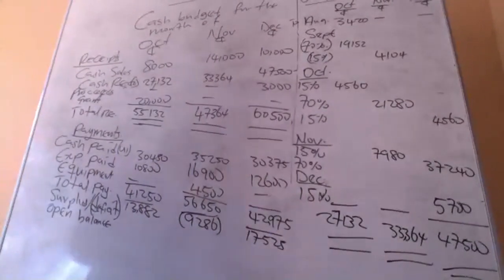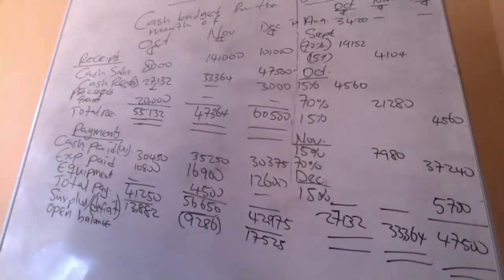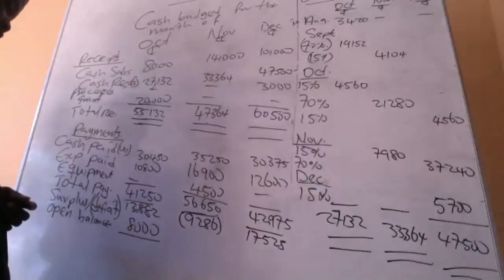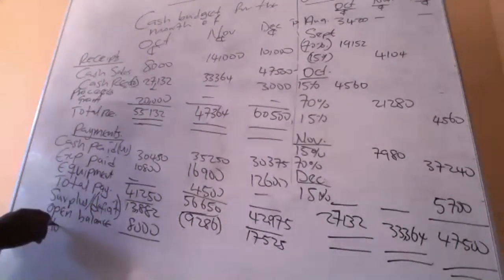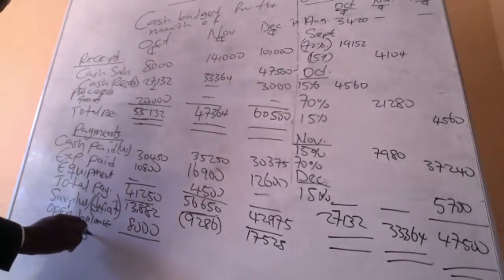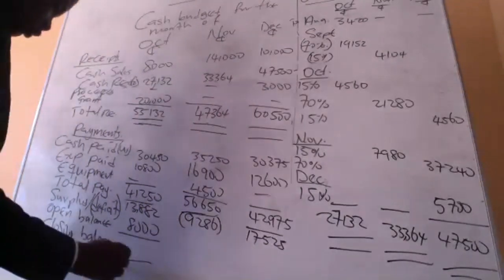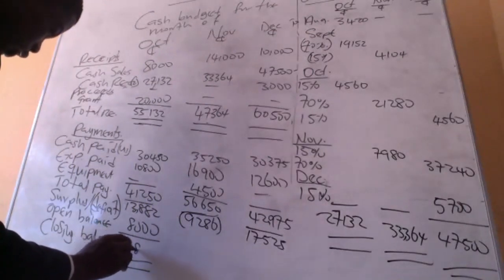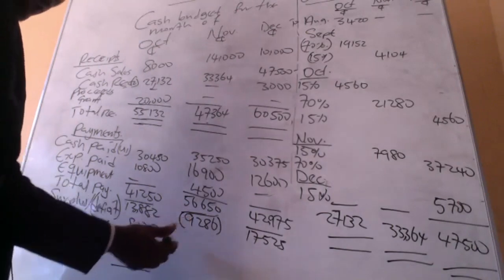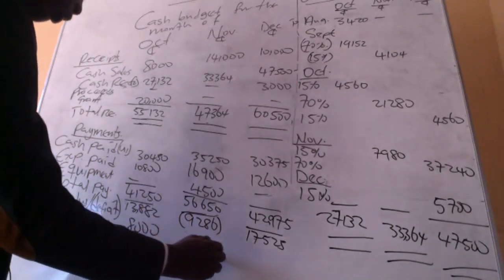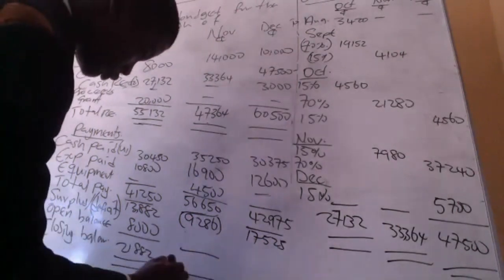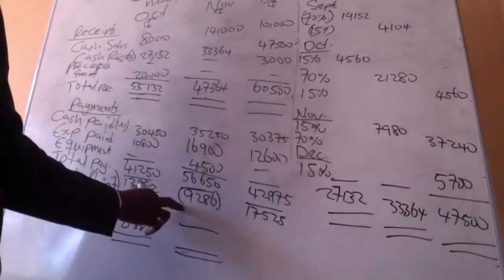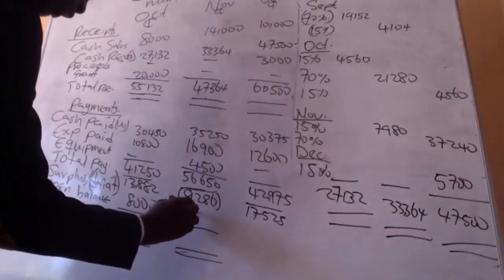The opening cash balance is 8,000, right? Yes, please. Good. So bring the 8,000 here. We add to get a closing balance. So the closing balance will be 21,882. Then you push it here as the opening balance. So here will be 21,882.